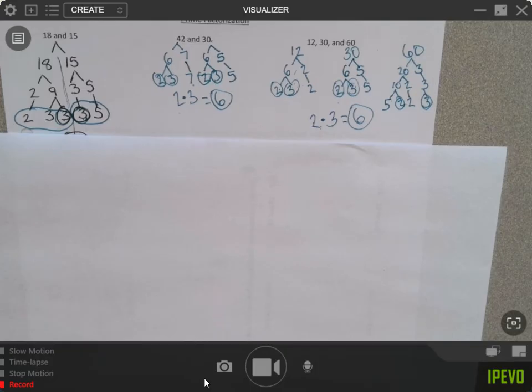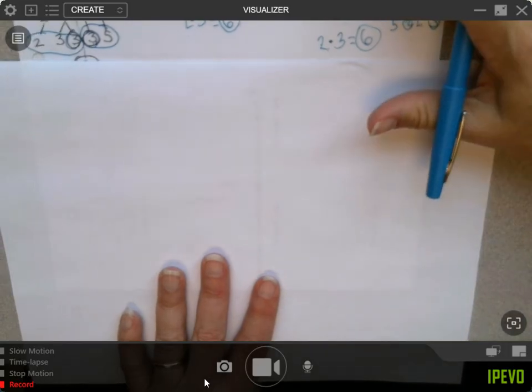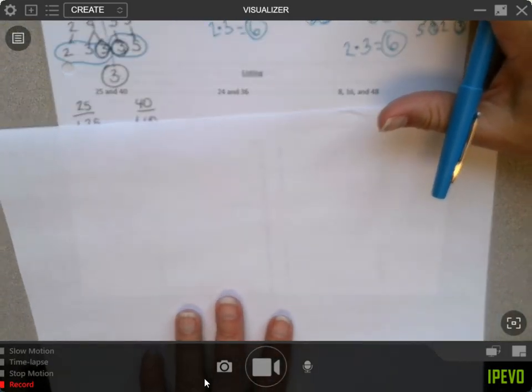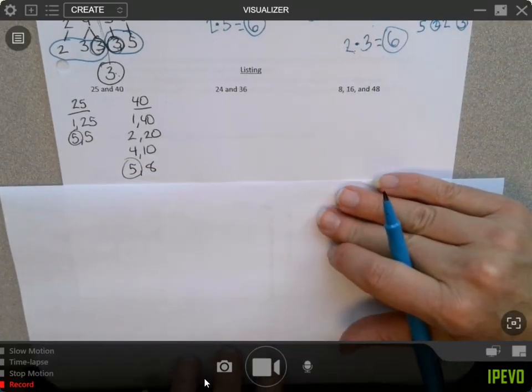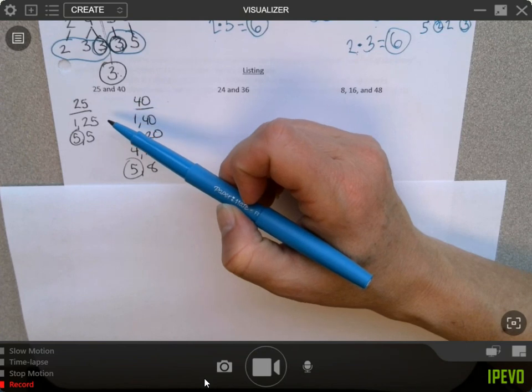How are we feeling about the prime factorization? Okay. It'll come a little bit easier the more we use it. We have another method, the listing method. So we're going to list all of the factors of the number.